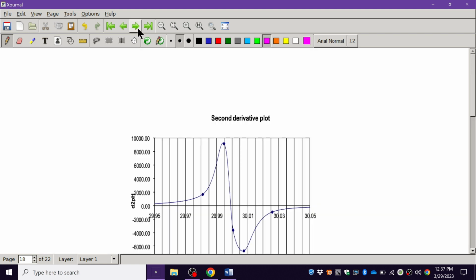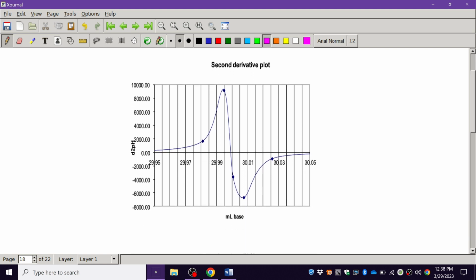I don't expect you to be able to set this up. We've already got it set up for you. So what I did was a second derivative plot versus the volume of added base. In a perfect world, you get something like this. With real data, sometimes it's a little more jagged than this. But essentially what you're looking for is the place where this curve crosses y equals 0.